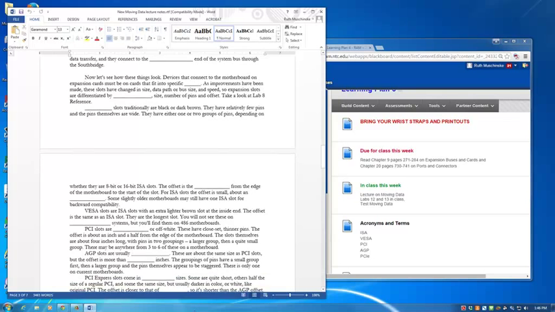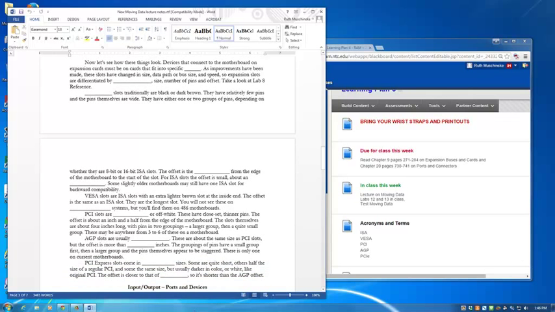Now let's see how these things look. Devices that connect to the motherboard on an expansion card must be on cards that fit into specific slots. As improvements have been made, these slots have changed in size, data path or bus size, and speed. So expansion slots are differentiated by color, size, number of pins, and offset. Take a look at the Lab 8 reference document.